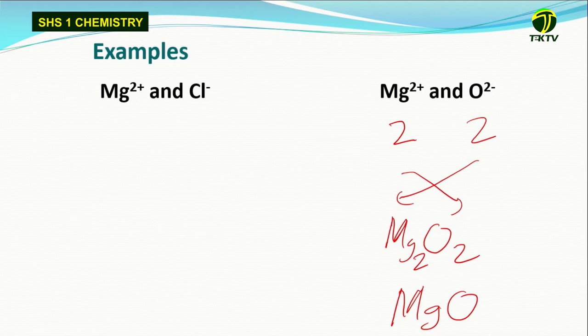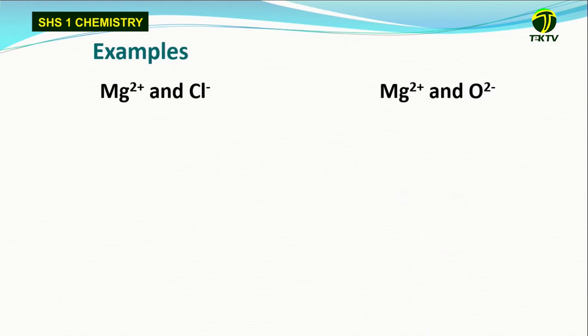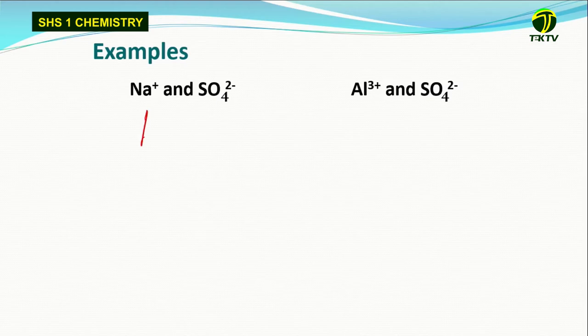So if you see sodium chloride, it is NaCl, and magnesium oxide is MgO. You think that they have the same charges? No. Because of +2 and -2, we are having a neutral compound. And that is how we write formulae for these. Let's look at another example.